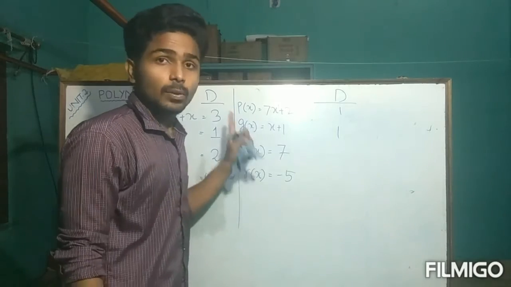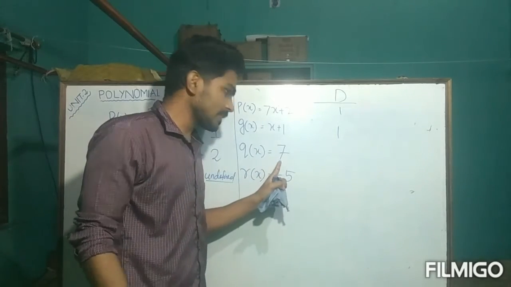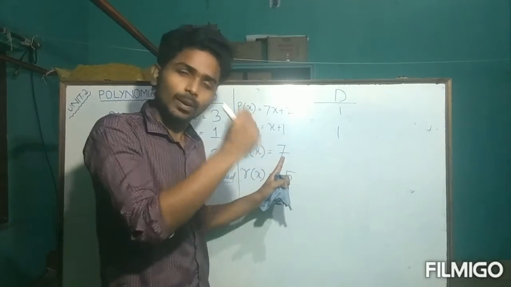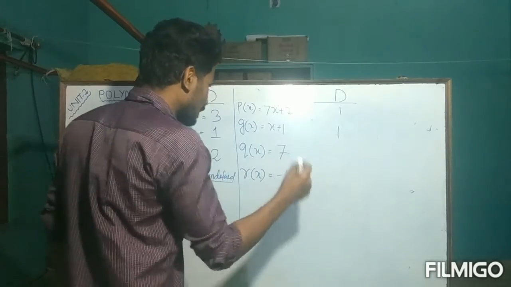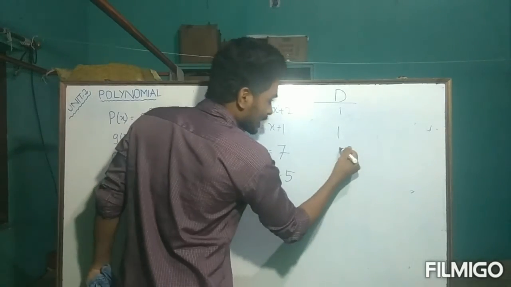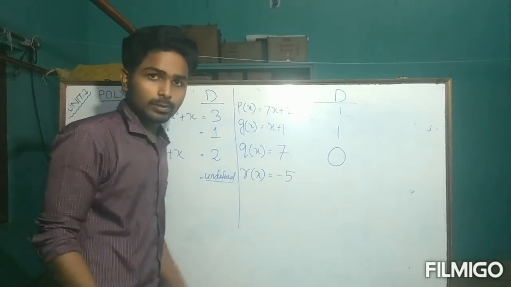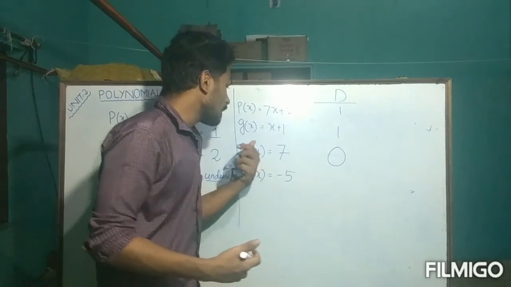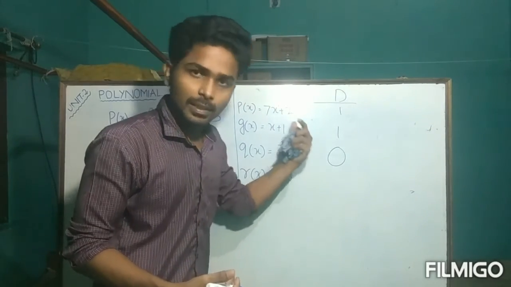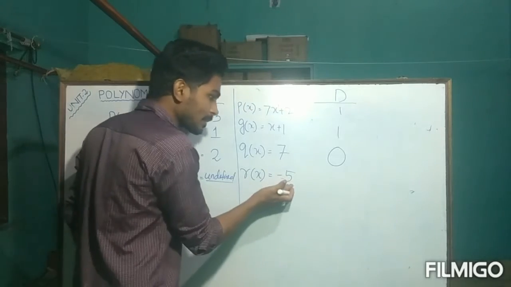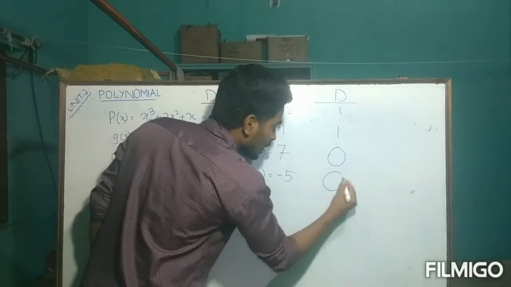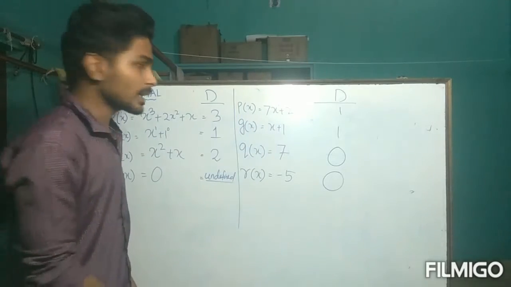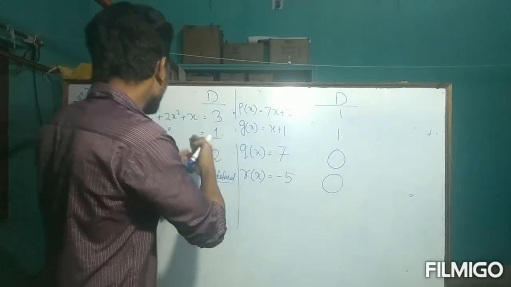Q of x means quotient. The quotient is 7, which is a non-zero constant polynomial. Since it is a non-zero constant polynomial, we can say its degree is 0. We also know that for a non-zero constant polynomial the degree is 0. Here the remainder is minus 5, which is also a non-zero constant polynomial. So for this case the degree will be how much? 0. Clear?